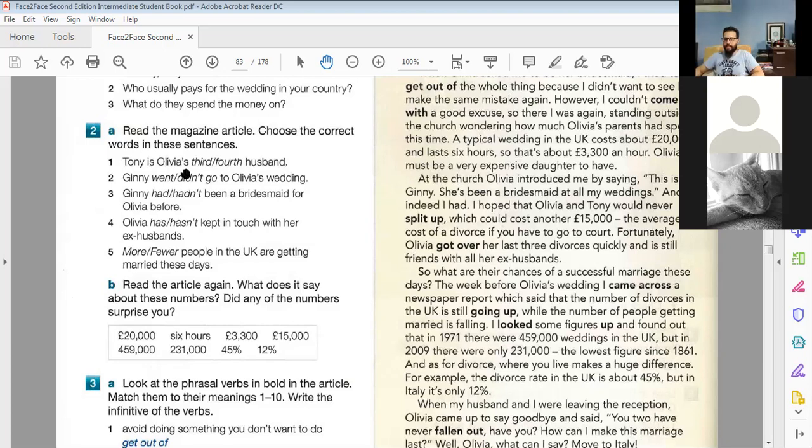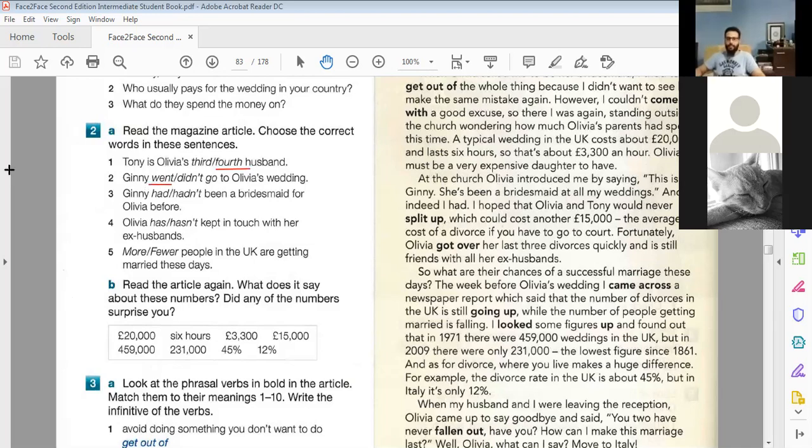Okay, let's check here Olivia's problems and her lifestyle. So number two here, let's answer these questions. The husband that Olivia is marrying this time, is he her first, her third, fourth? Yeah, number four. And what about Ginny, her bridesmaid? Did she go to the wedding or not? What happened at the end? She went to her wedding. Yeah, she tried to escape, but eventually she had to.